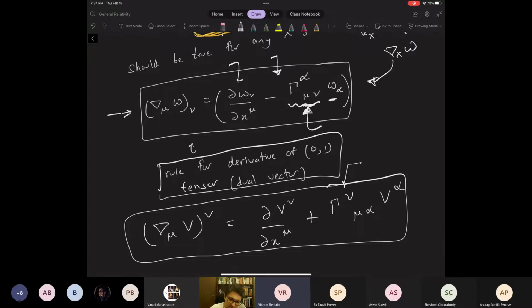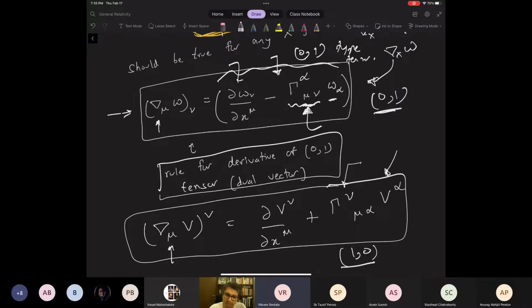So this rule that we just derived is the rule for transformation of 0-1 type tensors, that is dual vectors. So now we have a rule for how derivatives act on 1-0 tensors, which are vectors, and the result of that action is a vector, and these are the components of that vector. We also have a rule for how this derivative acts on dual vectors, or 0-1 type tensors. The result of that derivative acting on it also results in a 0-1 type tensor, and these are the components of that 0-1 type tensor.